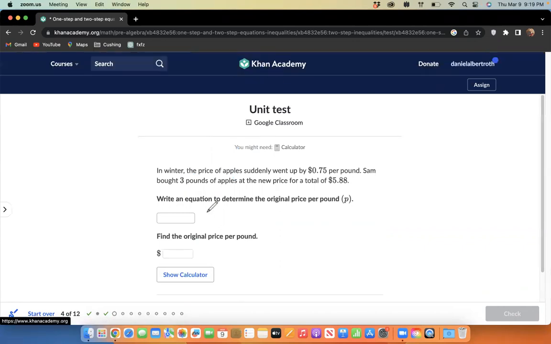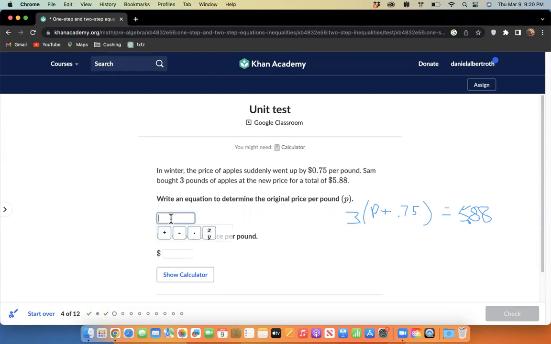All right. In winter, the price of apples suddenly went up by 75 cents per pound. Sam bought 3 pounds of apples at the new price for a total of 5.88. Write an equation to determine the original price. So what Sam paid was P plus 0.75. Multiply that by 3, and that was 5.88. So 3 times the old price plus 0.75 equals 5.88. So I think I'm going to put that as the equation, and then I think it wants me to solve.